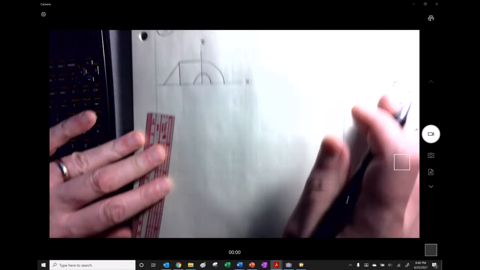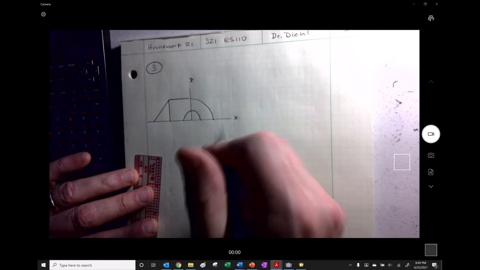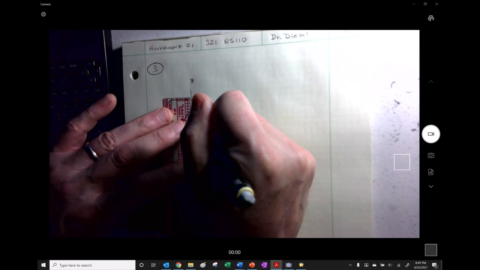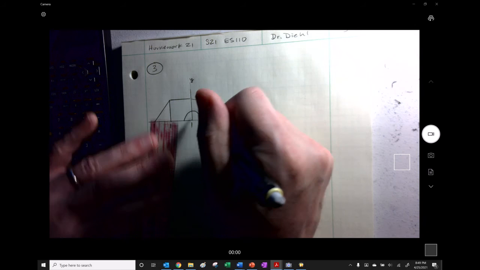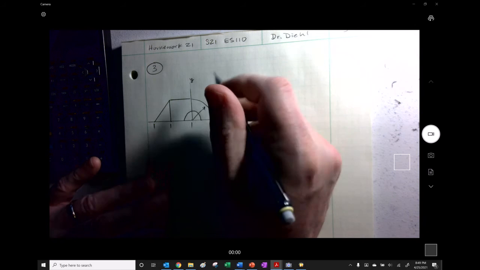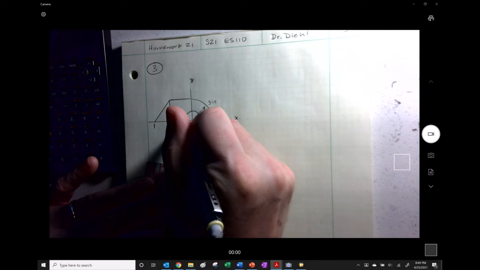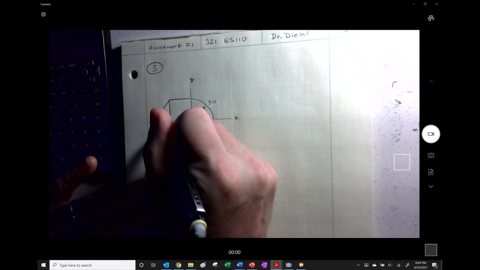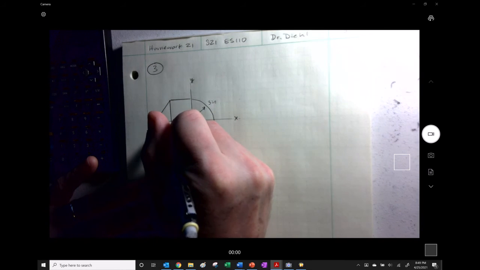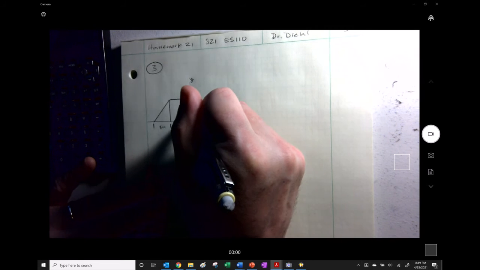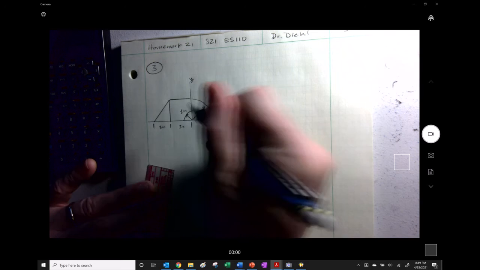All right, so here's the problem. Not dimensioned yet. I forgot to dimension it. I got called off to dinner. Let's see, that's 3 inches right here, 3 inches right here, 3 inches there. And I guess this is 1 inch radius.